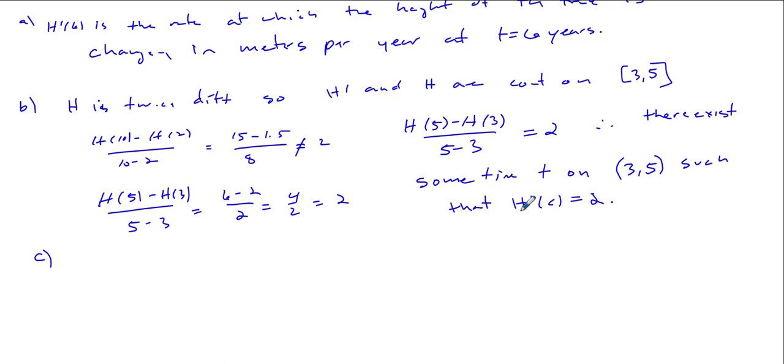Okay, part C, use a trapezoidal sum with 4 subintervals indicated by the data in the table to approximate the average height of the tree. What does H stand for?